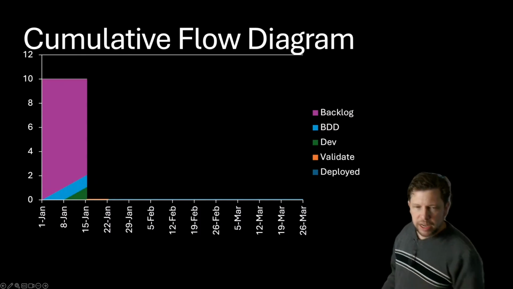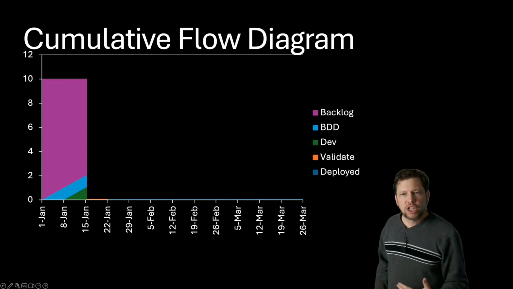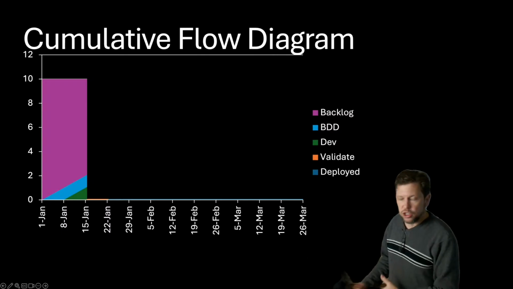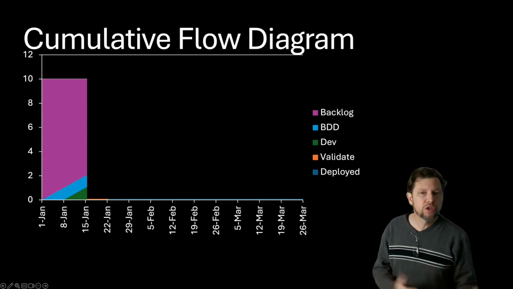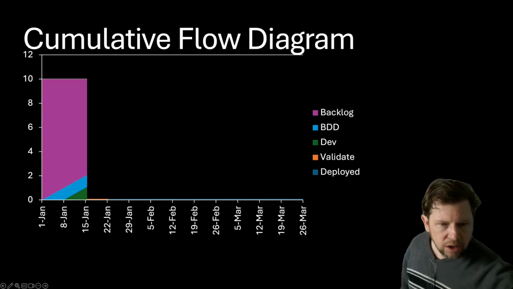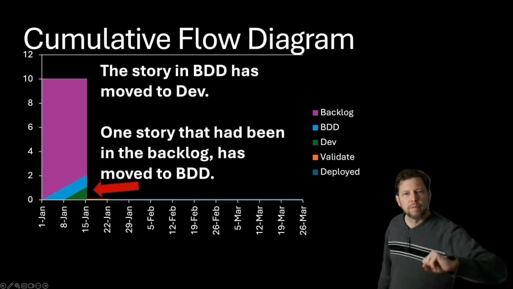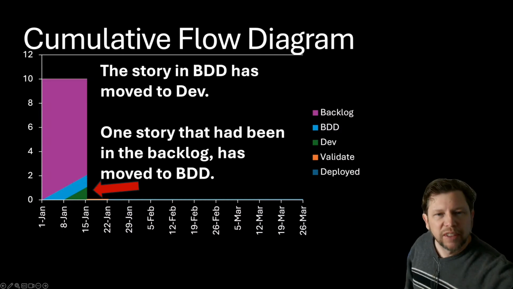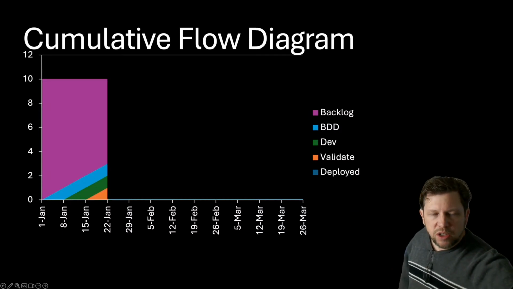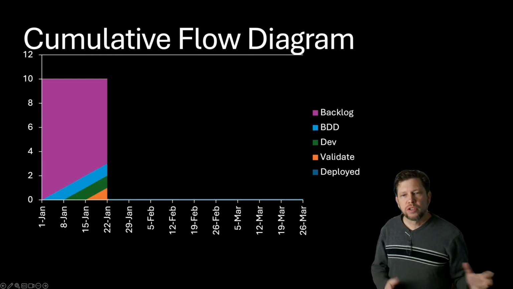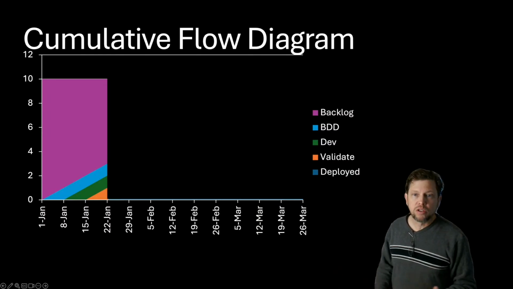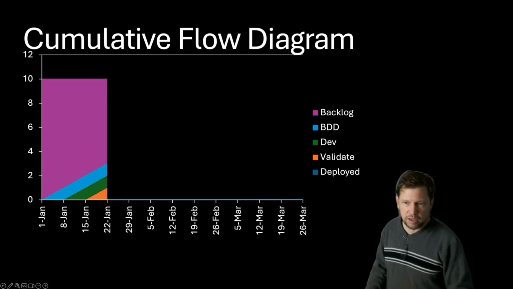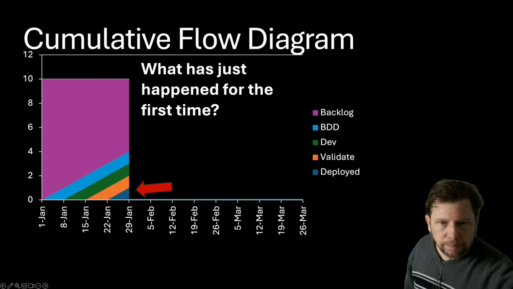Okay, so we move to the next week. At this point, we have finished the one story that was in the BDD stage, and now it's in the dev stage, and we pulled another story into the BDD stage. Then we go to the next week. Now that one story that we started first has moved through and it's now in validate, and we've also pulled another one into dev from the BDD stage and something from the backlog into the BDD stage. So we're working our way through here.